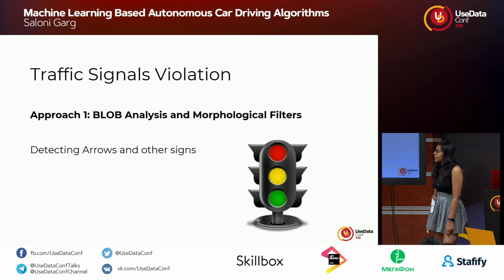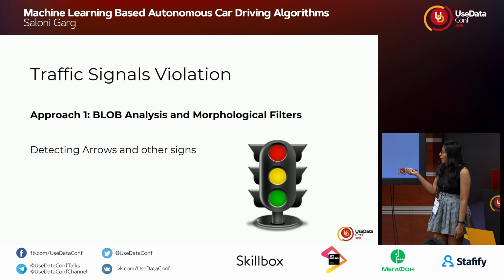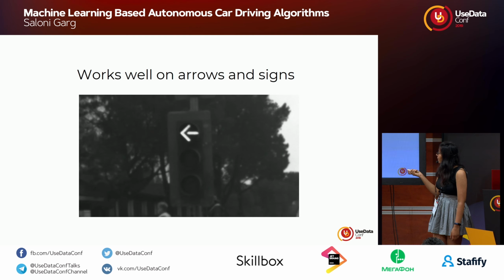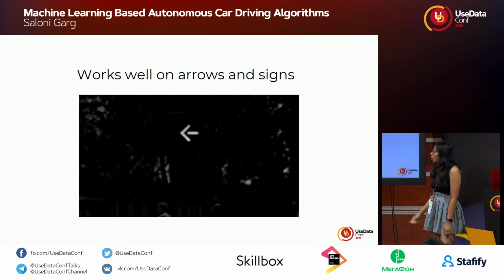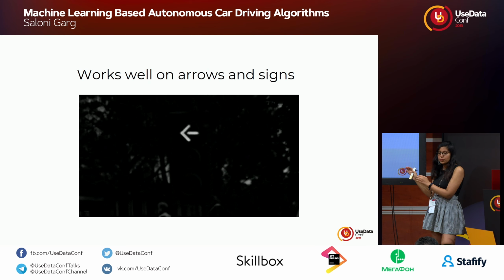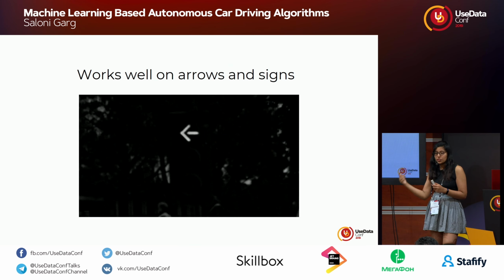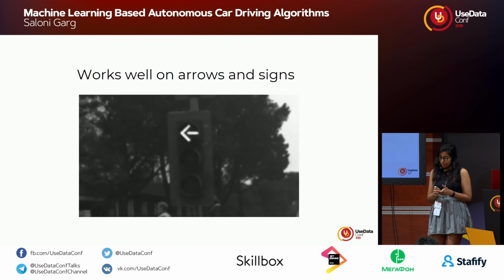Next one is traffic signals violation. For traffic signals violation, we used 2 approaches. First one was through blob analysis and morphological filters. Blob analysis was pretty good at detecting arrows. I'll just show you. So this was blob analysis. This is a very close image of a traffic light, and it was very well able to characterize which side the arrow is pointing to.